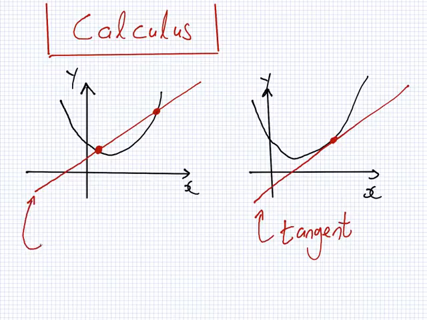And does anyone know what this one's called? When it meets twice? It has a special name. It's called an untangent. No. This one's called a secant, when it meets twice. Please write these words down. Okay. You have that vocabulary?